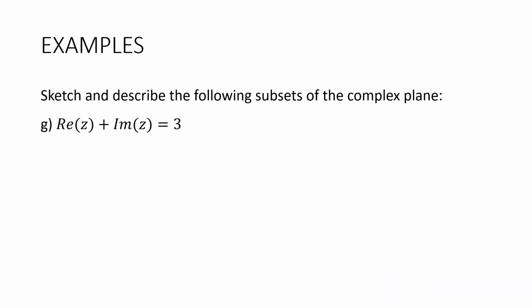And G. The real part of z plus the imaginary part of z is equal to 3. Now this one looks complicated, but it's actually the easiest of all of them. The real part of z is x, the imaginary part of z is y, so this is just a straight line.